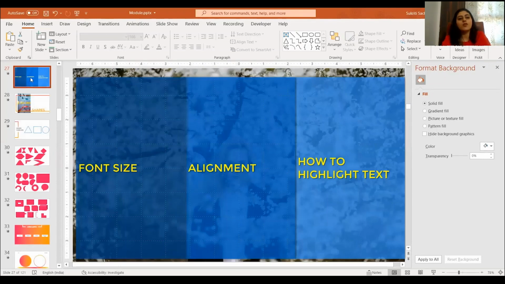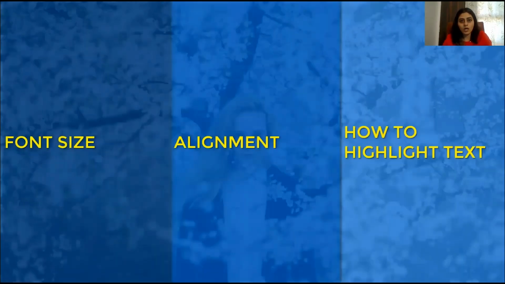And I feel that for any content that you're putting on your slide, body content, it should be anywhere between 14 to 16 as font size. And for headings, 36 to 40 is a decent enough font size for headings.